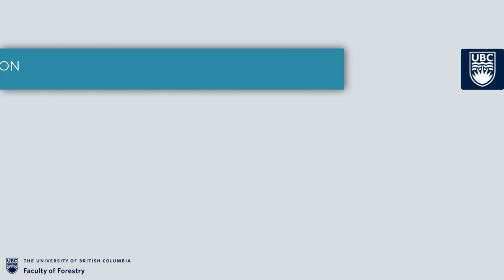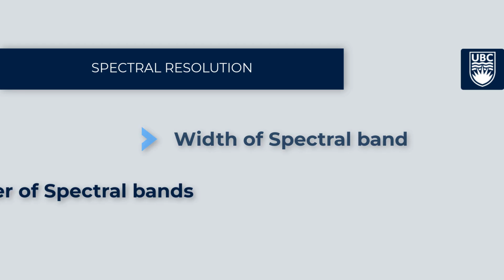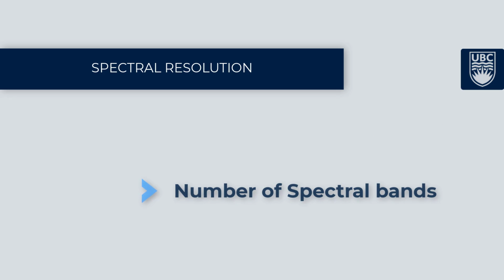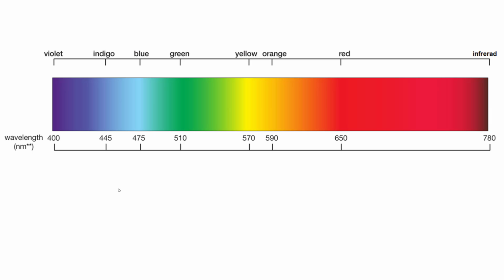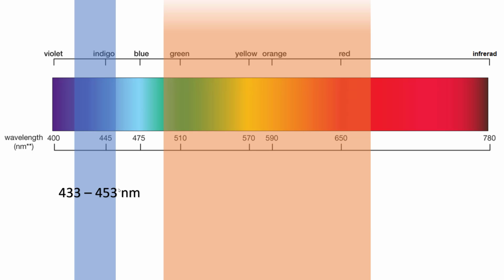Spectral information is the soul of remote sensing data, which makes it different from a photo. The spectral resolution includes the width of each spectral band and the number of spectral bands. For example, the first band of Landsat 8 is 433 to 453 nanometers. The bandwidth is 20 nanometers. And band 8 is 500 to 680 nanometers. The width is 168 nanometers.